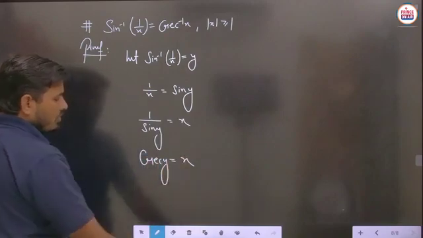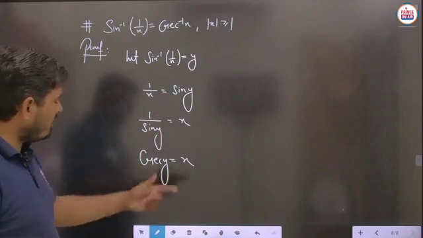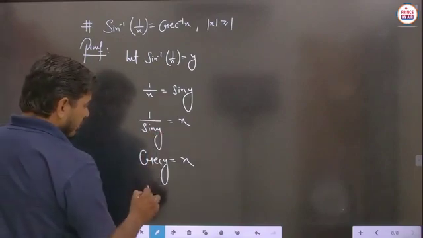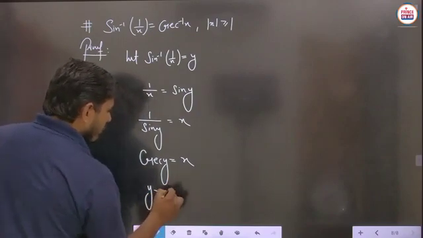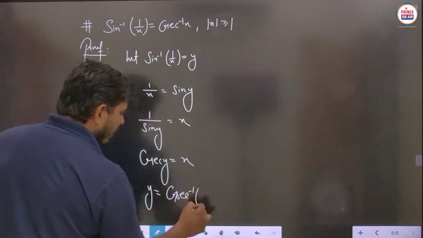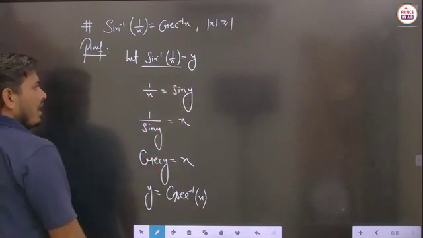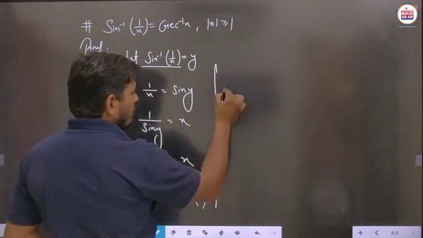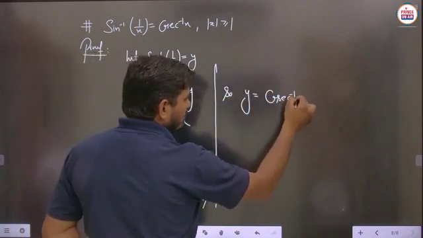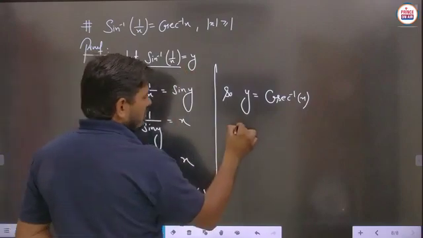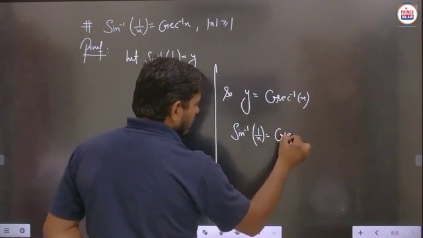I think each and every student knows very well about this part: 1 upon sine y can be written as cosec y. So cosec y will be x, then if we write the value of y, y will become cosec inverse of x. Is it clear? What is y? Initially we assumed that y is sine inverse of 1 upon x. So y equals cosec inverse of x, and y is also sine inverse of 1 upon x. Sine inverse of 1 upon x will be written as cosec inverse of x.